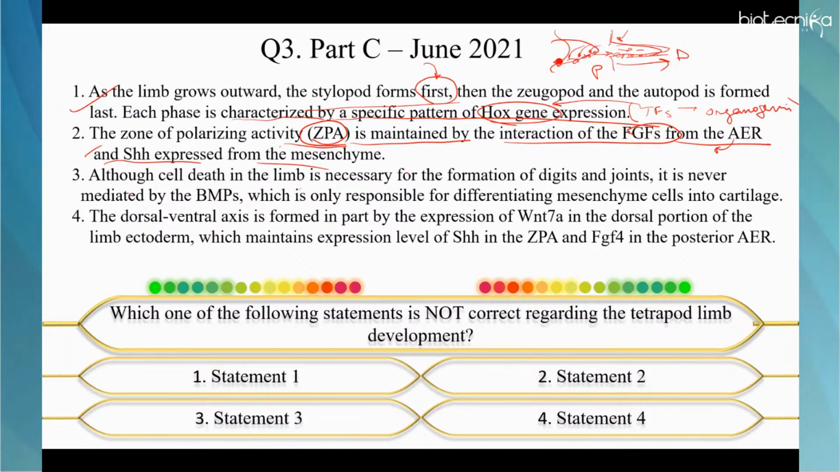Although cell death in the limb is necessary for formation of digits and joints, it is never mediated by BMPs, which are only responsible for differentiating mesenchyme cells into cartilage.